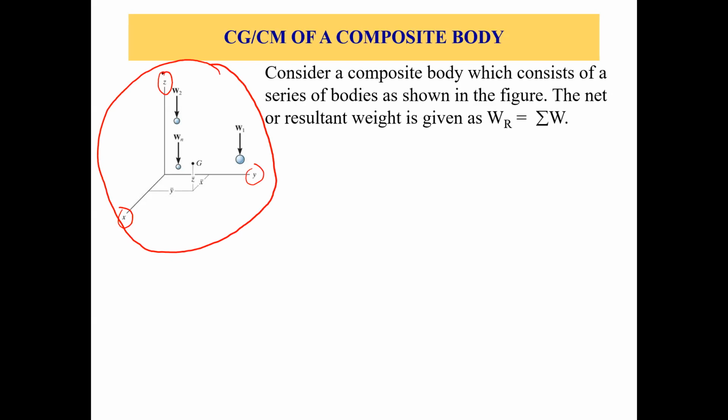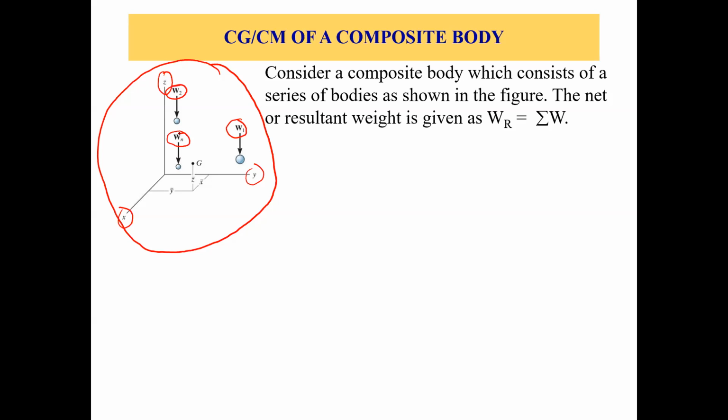Okay, now this composite body, let's assume that it consists of different individual bodies, right, or different individual parts having their own weights, right? So let's suppose that we have W1, W2, W3, W4 up to Wn, right? So there are a number of parts of this whole body, right? So individual parts have their own weights, W1, W2, W3 up to Wn.